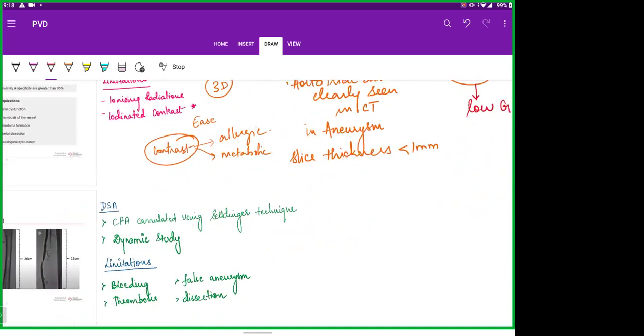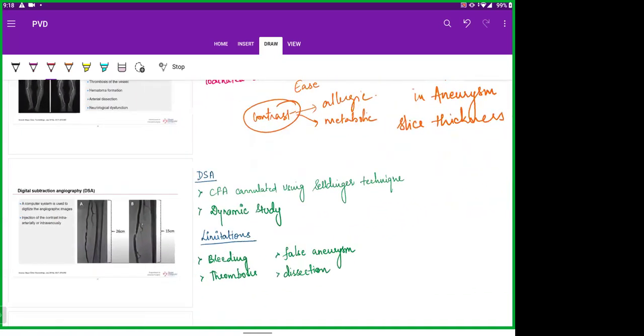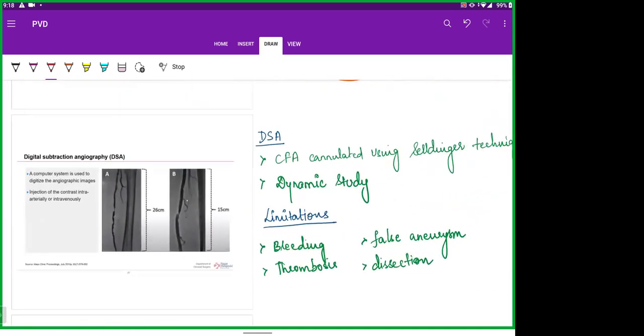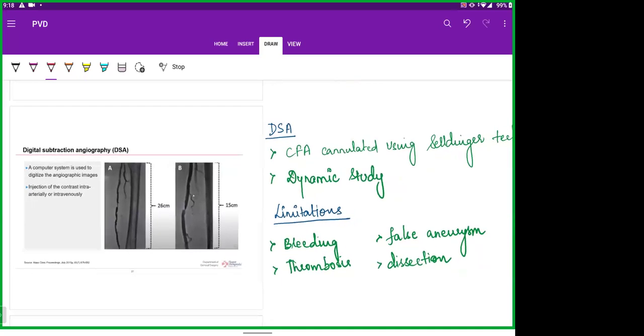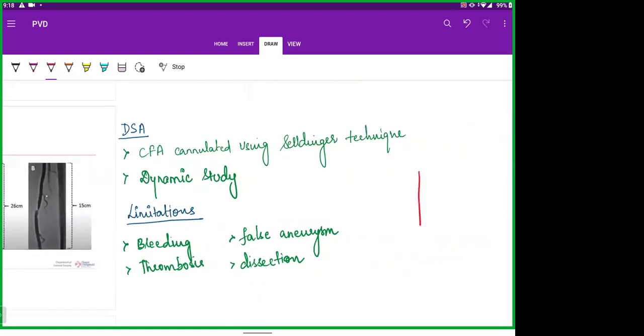Next we'll talk about digital subtraction angiography. It is an invasive procedure. So what we do is we inject a radio opaque dye into the artery. Suppose you have to do a digital subtraction angiography of your femoral vessel, you inject it into the common femoral artery. How you inject is by the Seldinger technique: once you put your guide wire and then you cannulate it, then you inject the dye, and then you serially start taking the images.